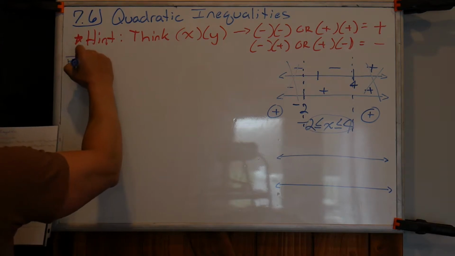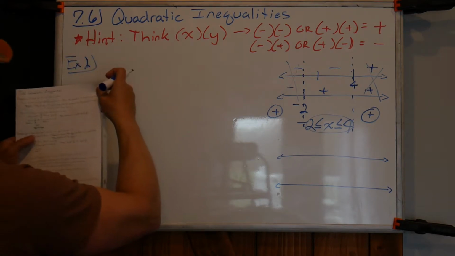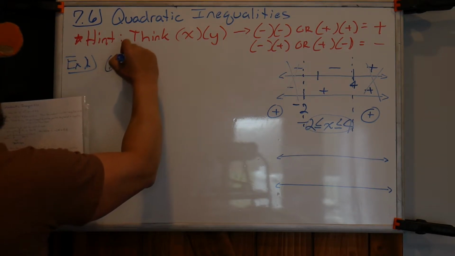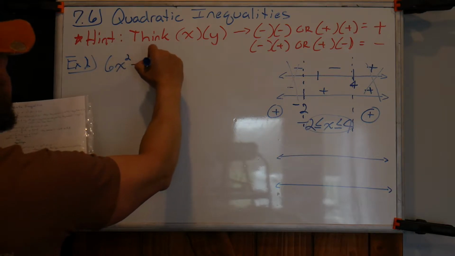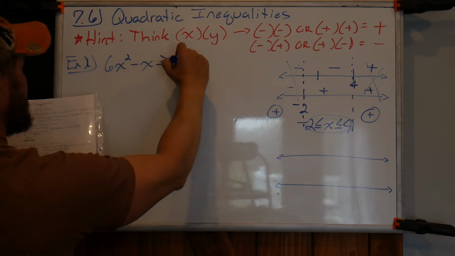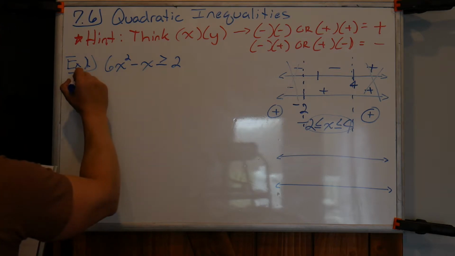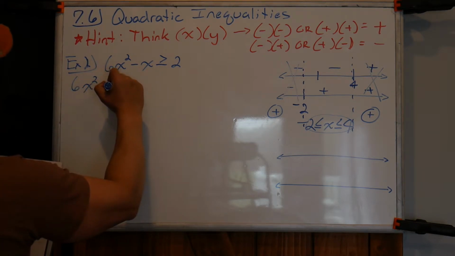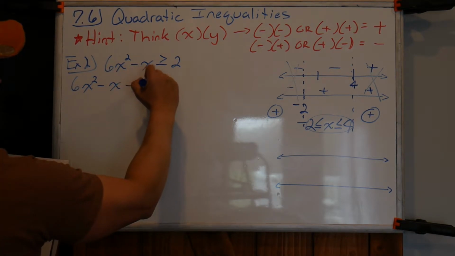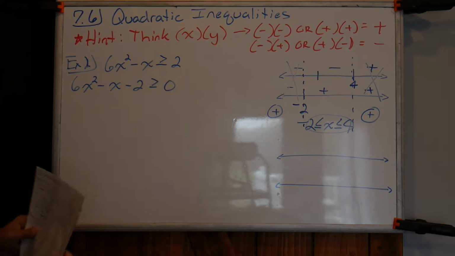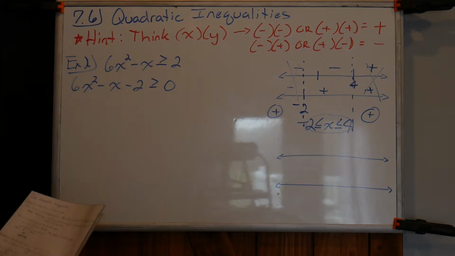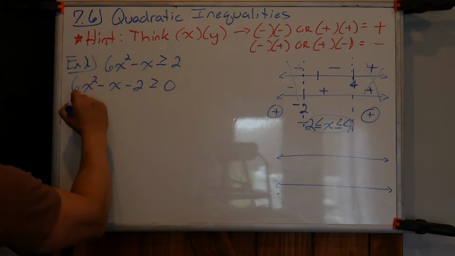Example 2. Solve for 6x squared minus x greater than or equal to 2. So 6x squared minus x minus 2. I just moved my 2. So greater than or equal to 0.